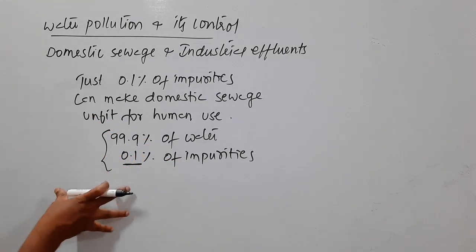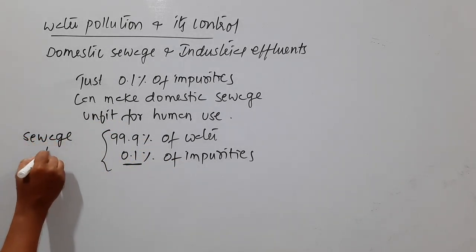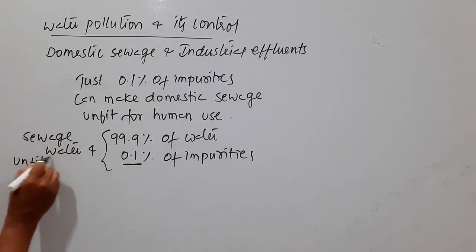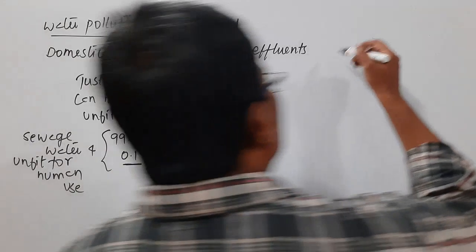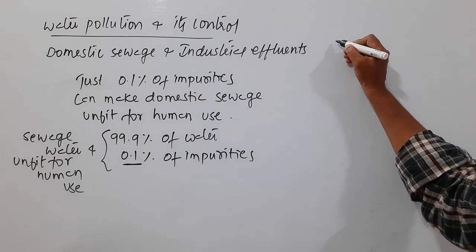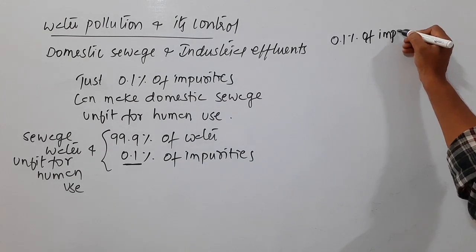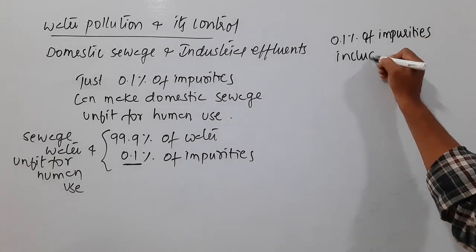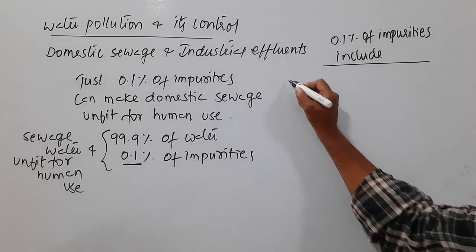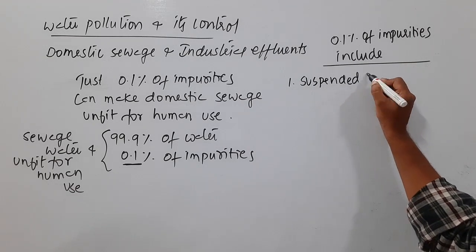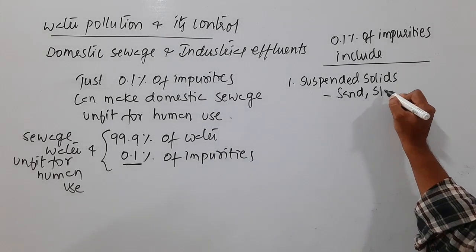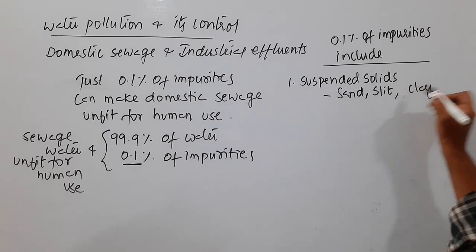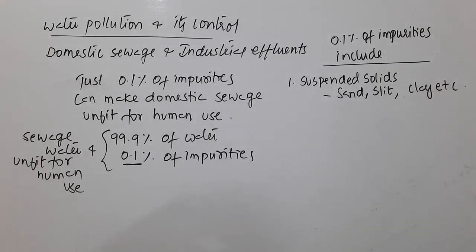So this is now sewage water, unfit for human use. Now what are these 0.1% of impurities? They include, first, suspended solids. These suspended solids will be like sand, silt, clay, etc. They all come under suspended solids.